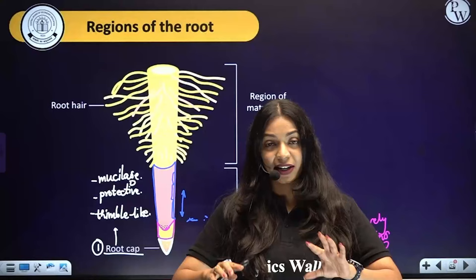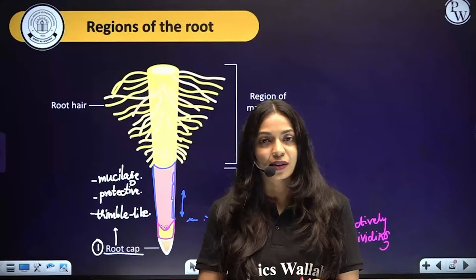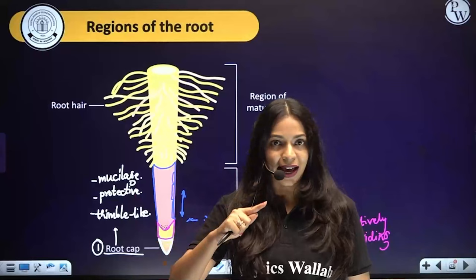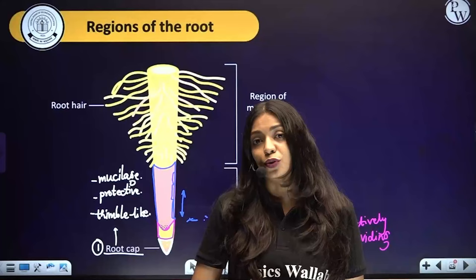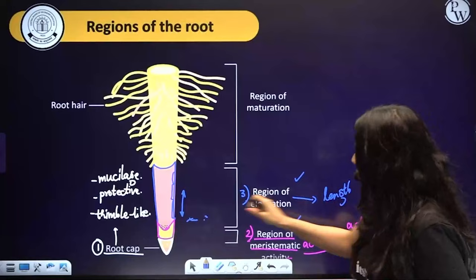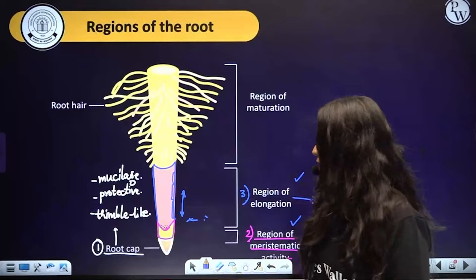But whatever cells are produced by the region of meristematic activity, they stop dividing and they start elongating, increasing in size in the longitudinal axis. And by increasing in size in the longitudinal axis, they will contribute to the growth of the plant in terms of its length. Okay, so as the cells become longer and longer, the root also grows longer, right? So that's about this region, the third region, which is called the region of elongation.